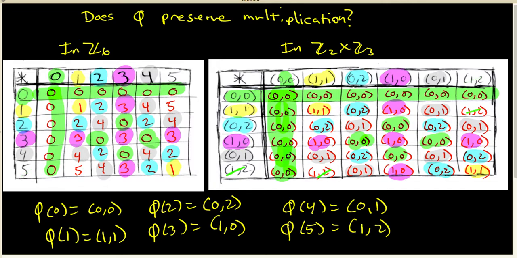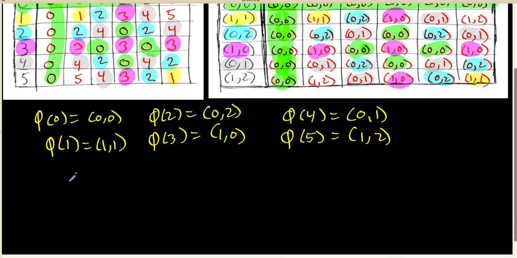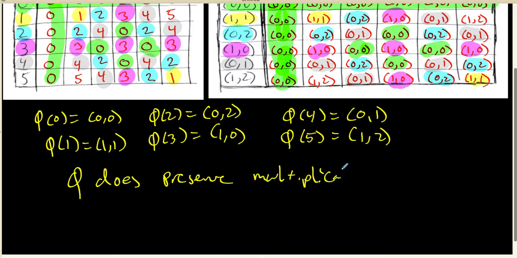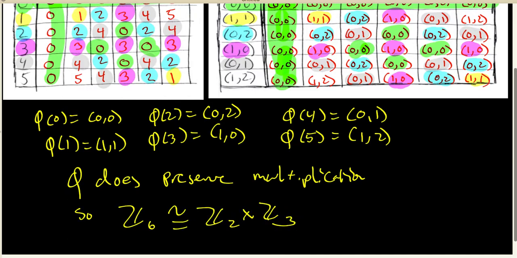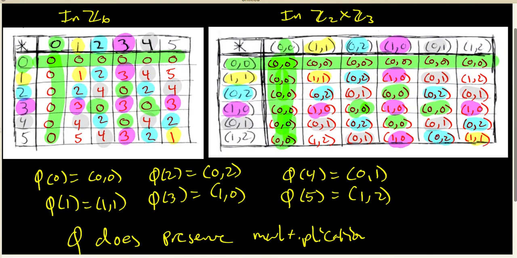And so what we have from this table is that phi does preserve multiplication. And so what that says is that Z6 and Z2 cross Z3 really do have the same structure. It's just that we've named the elements differently.